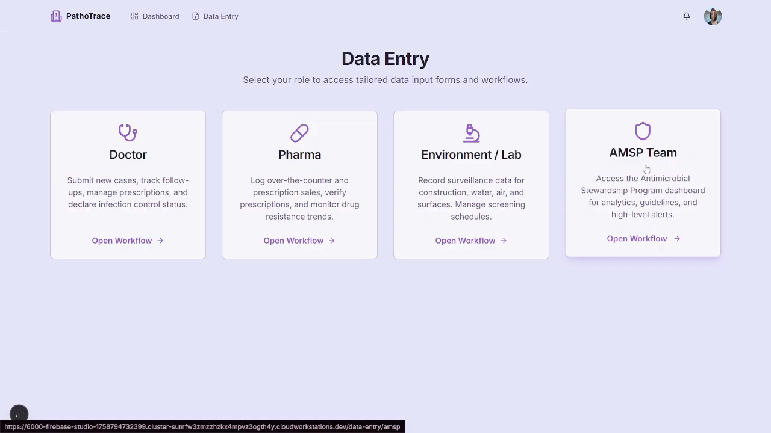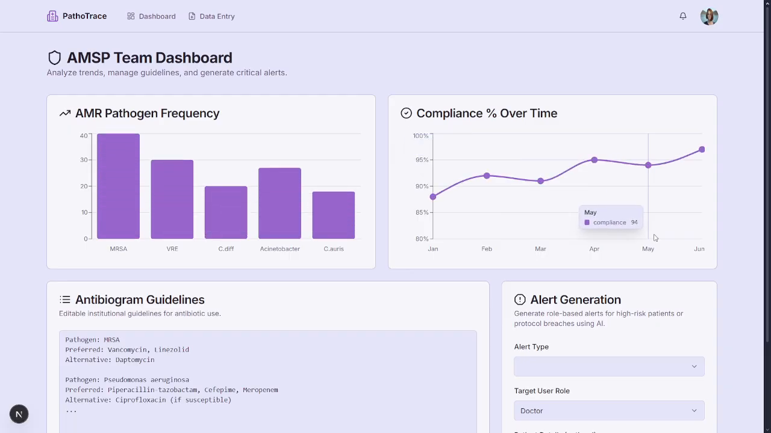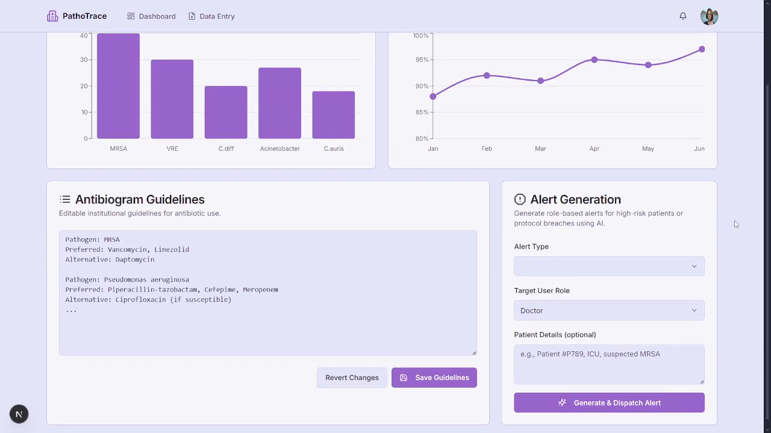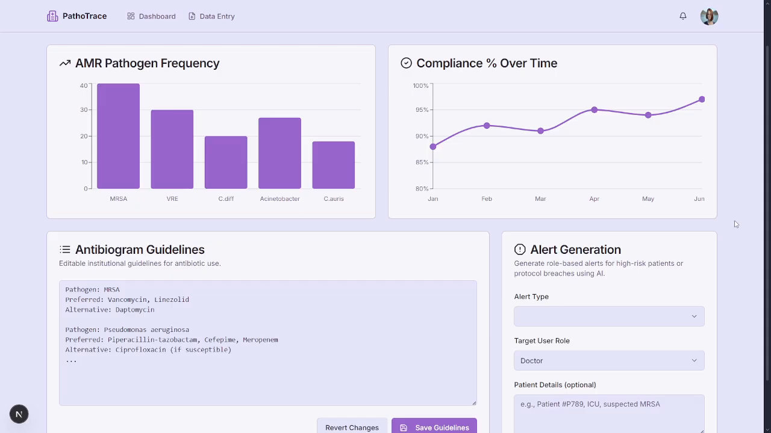This is a program which is present in every hospital, wherein a team of doctors come together and decide, based on the pattern of antibiotic resistance, what antibiotics should be used by doctors and what antibiotics must not be prescribed, in order to contain multi-drug resistance and make sure that we don't have more pathogens becoming multi-drug resistant. So it is to make sure that there is a rational use of antibiotics.